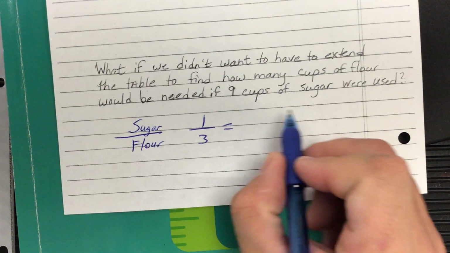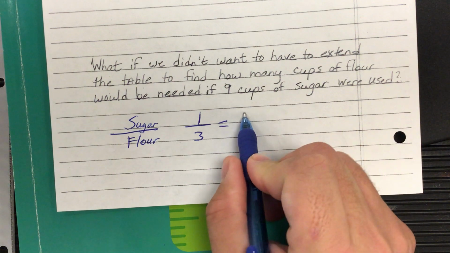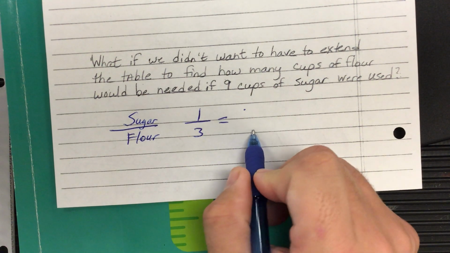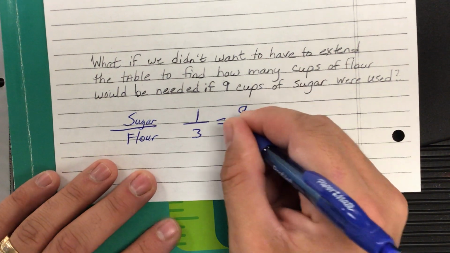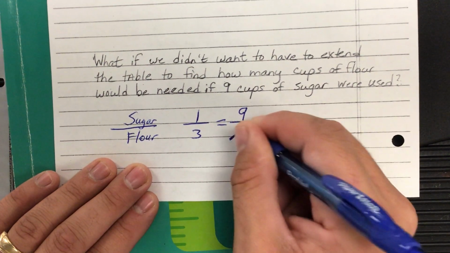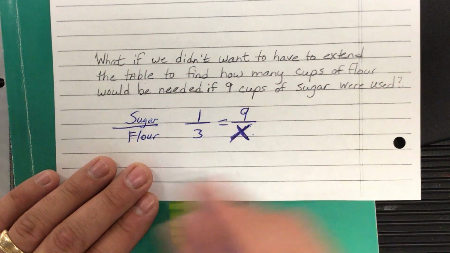Okay, it gives me 9 cups of sugar. Does that number go on top, you think, or the bottom? Is sugar on top or bottom? Top. And I don't know how much flour is, so I'm going to put an X there. I got to figure that out.